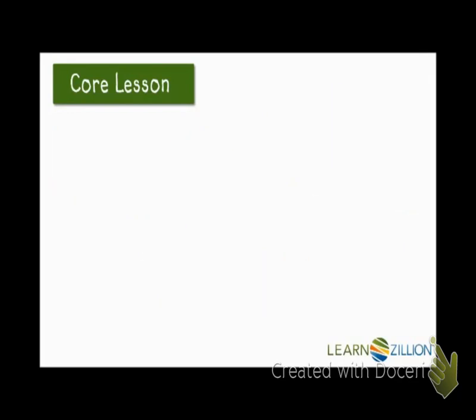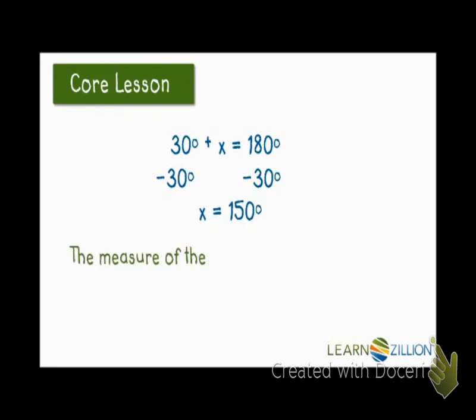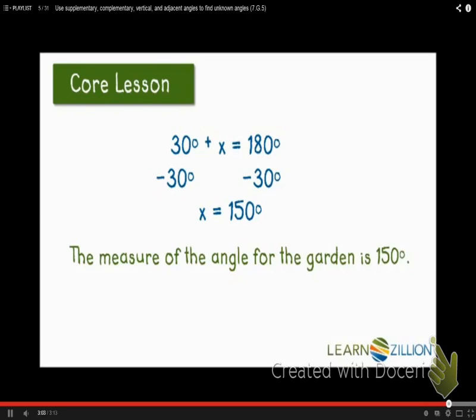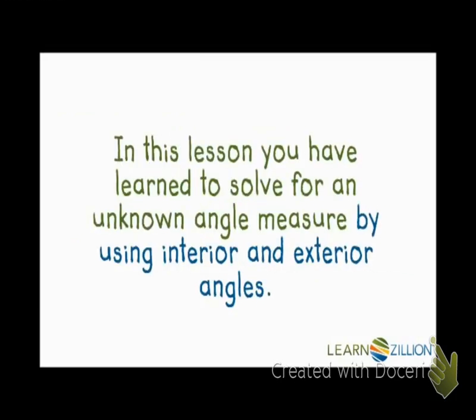Well, since they are supplemental angles, we know that 30 degrees plus the measure of angle x is going to equal 180 degrees. And so we can subtract 30 degrees from both sides and end up with the solution x equals 150 degrees. So we know the measure of the angle for the garden is 150 degrees. In this lesson, you have learned to solve for an unknown angle measure by using interior and exterior angles.